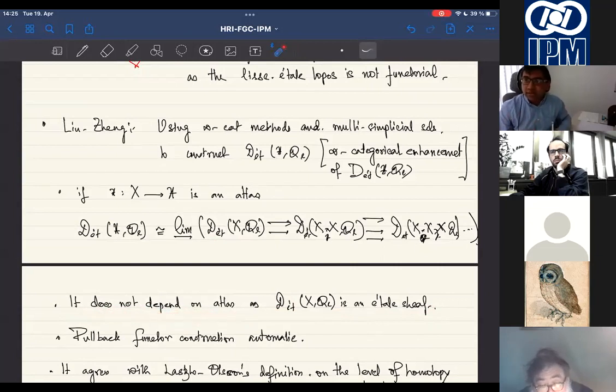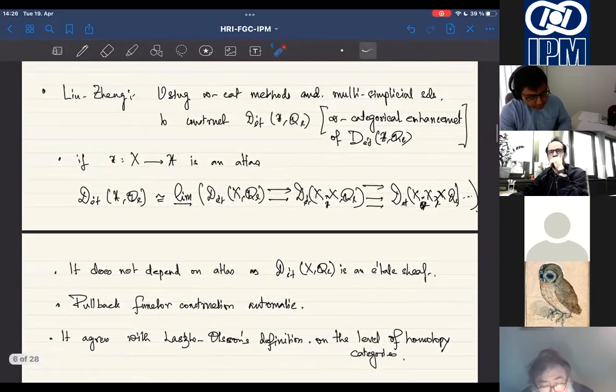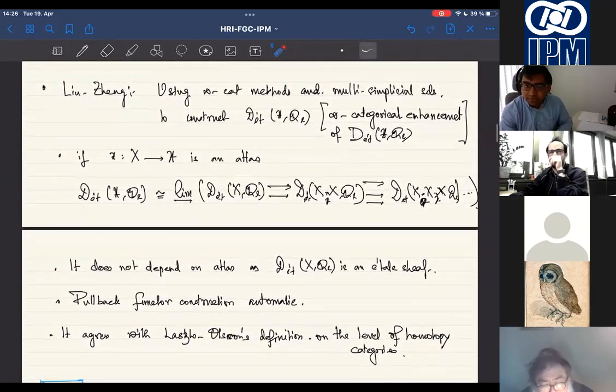There is a more technical statement to see how one constructs this functor, but the core idea relies on the fact that it's an étale sheaf, and this somehow solves the problem. And as I said, the pullback functor also comes quite easily from this theory. And of course, this agrees with the definition given by Laszlo and Olsson on the level of homotopy categories. So that's the vague idea of what happens in the setting of derived categories.